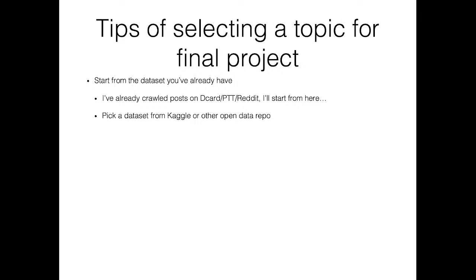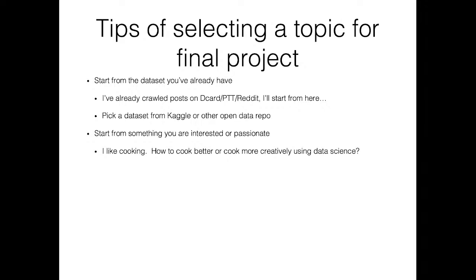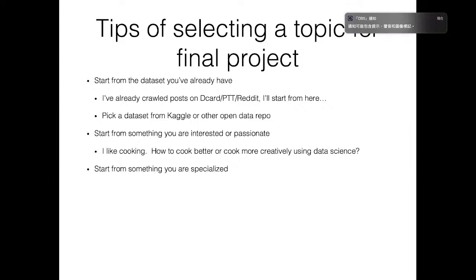Because for your final project, it's very likely that you need to have a dataset so that you can start to do a data science project. So one suggestion is that you could start from the dataset you already have, or start from an open dataset. You could also start from something you are interested in, or something you have passion for. For example, one of our previously related labs is computer security, so perhaps you can think about how to combine computer security with data science. You can start from something you are good at.